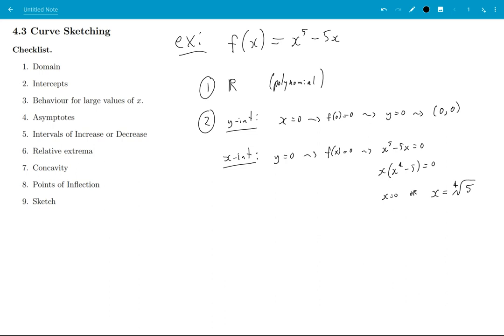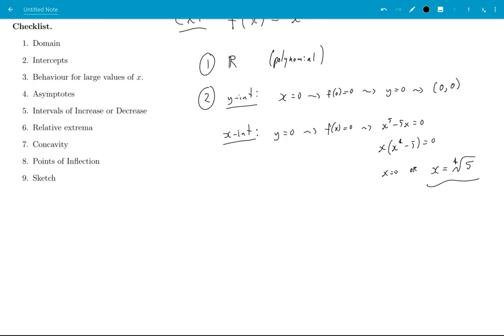Fourth root of 5, what is that? Something between 1 and 2, closer to 1. You'll have a calculator so you can get the exact number if you need it, but it won't be that important. So from here we get (0, 0) again, and from here we get (fourth root of 5, 0).